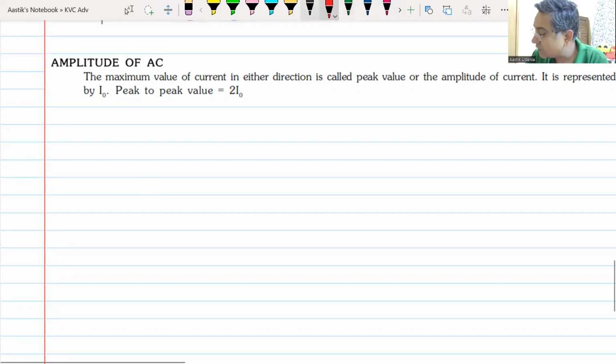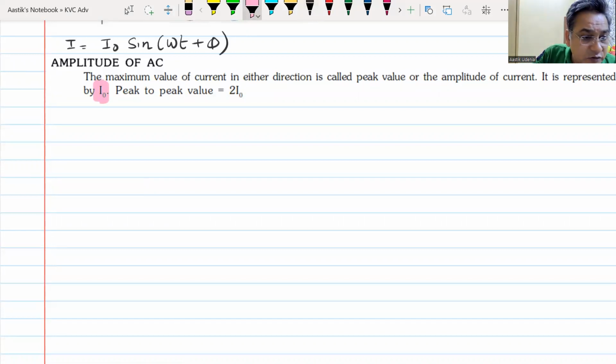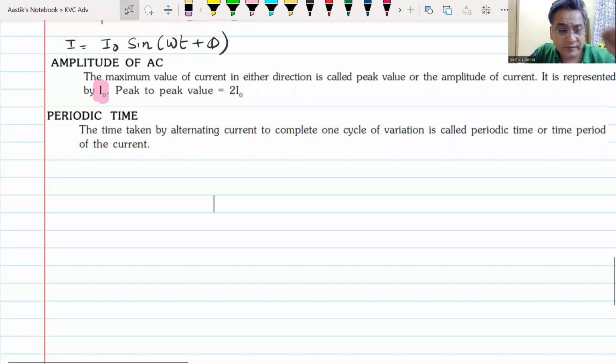If I write the equation of the current as I is equal to I naught sine of omega t plus phi, I naught becomes your amplitude. Please listen to me, then I will give you time to write. That is the amplitude. Do we understand this? Yes, sir. Then the next definition that is going to come would be the definition of time period or periodic time. What do you mean by time period or periodic time of AC? It is the time taken by the alternating current to complete one cycle.